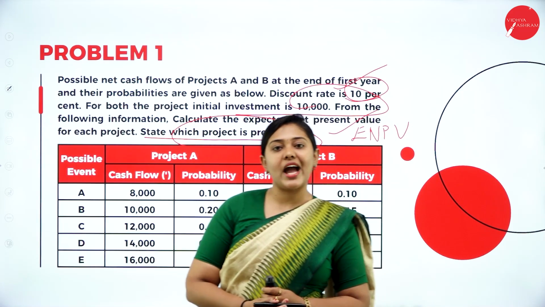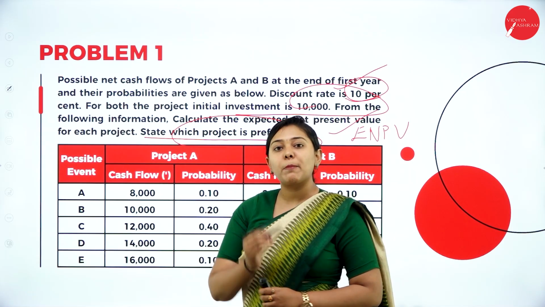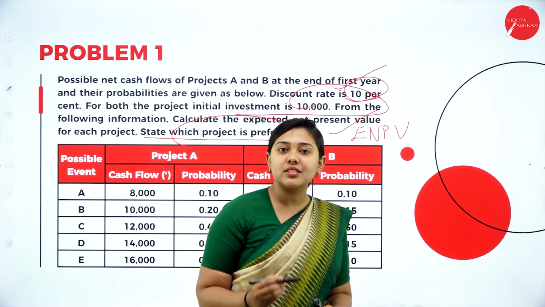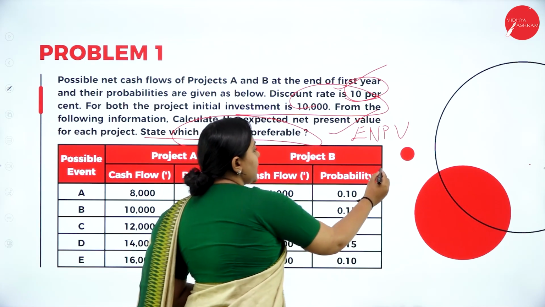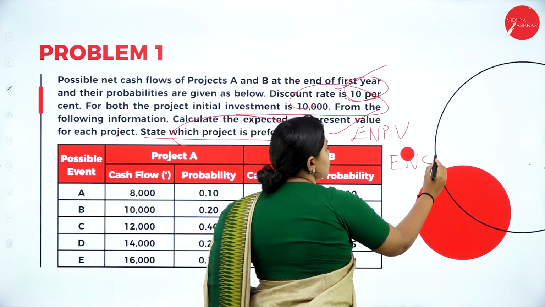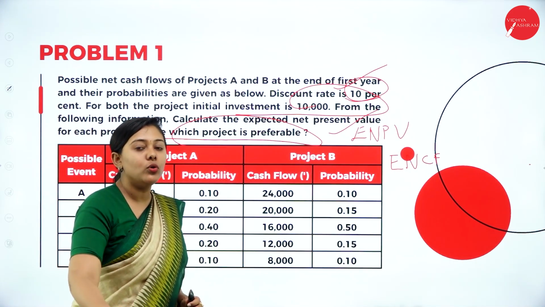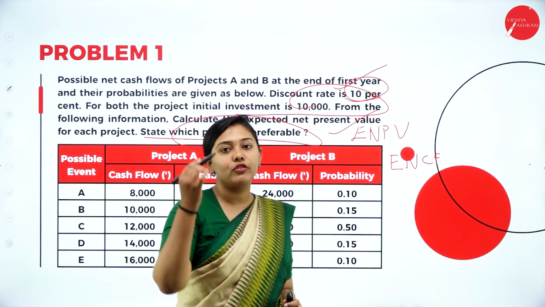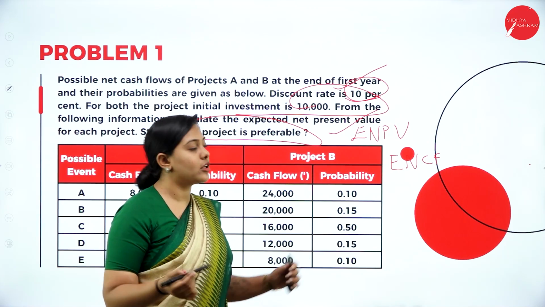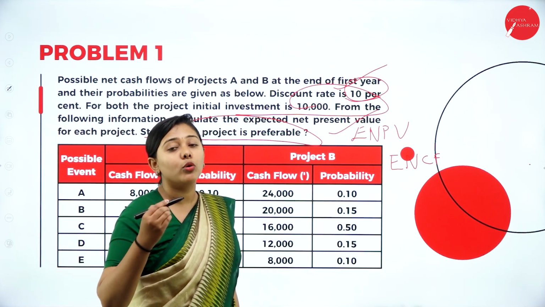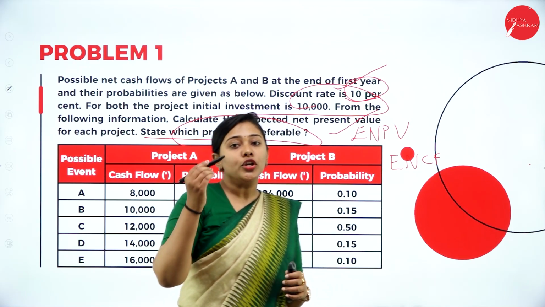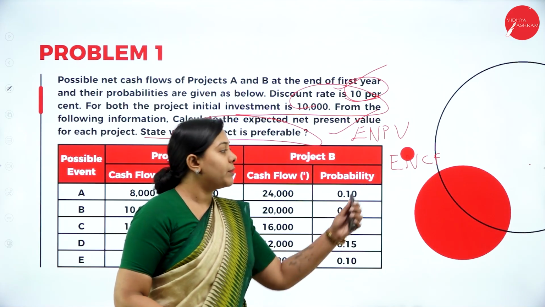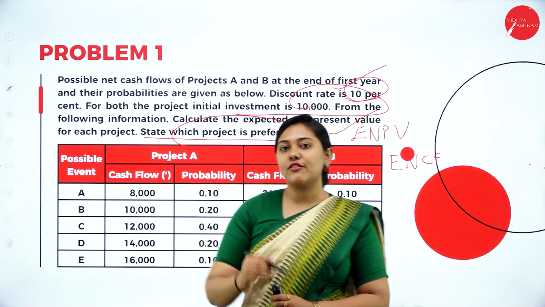What is the first step we have to follow? We have to calculate the expected net cash flows. So how do you get the expected net cash flows? When you multiply the cash flows with your probability, and add the total of that, the summation of that, you will get your expected net cash flow. I repeat, how do you calculate the expected net cash flow? Your net cash flow into probability assigned in the question, and the total of that will be your expected net cash flow. That is the first step.